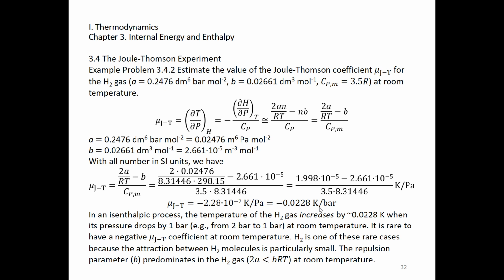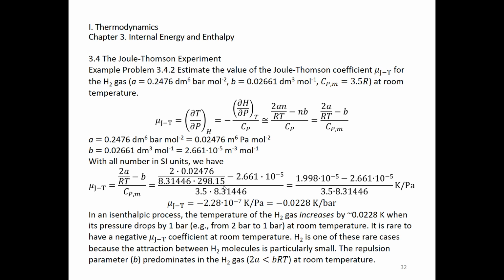You have lower kinetic energy and therefore lower temperature. The temperature decreases. But in the hydrogen case, the repulsion is more significant than the attraction. So when you drop the pressure significantly, you increase volume, and that changes both attraction and repulsion. But because the repulsion is predominant, you're going to have a smaller repulsion.